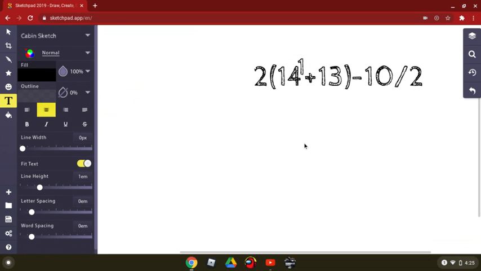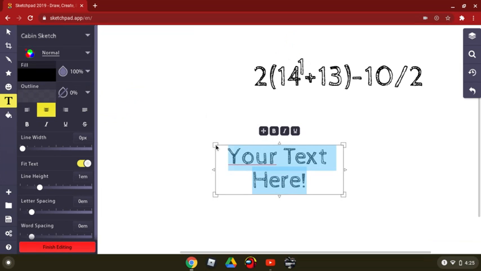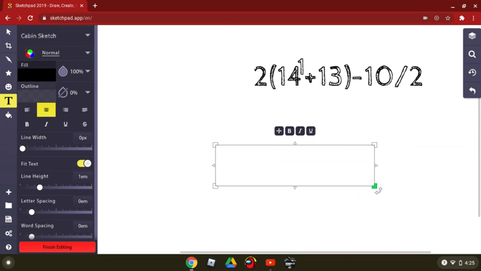14 to the first power, 2 times parentheses, 14 plus 13 in parentheses, minus 10 divided by 2. All right? This is more complex, kind of weird little looking expression. All right? So let's solve it. All right? So if you guys know PEMDAS, P always comes first. So parentheses will come first.